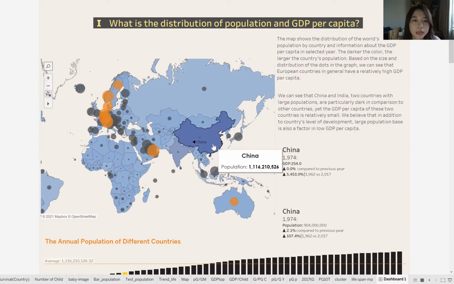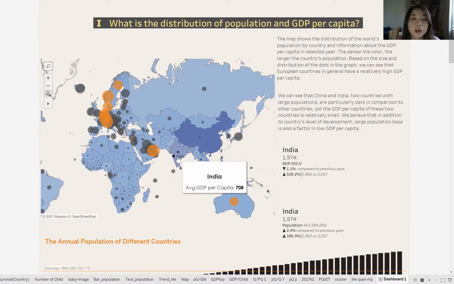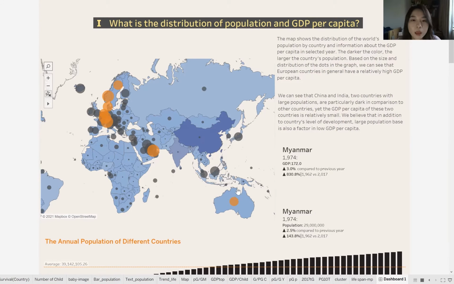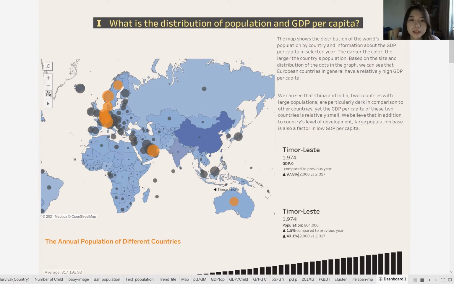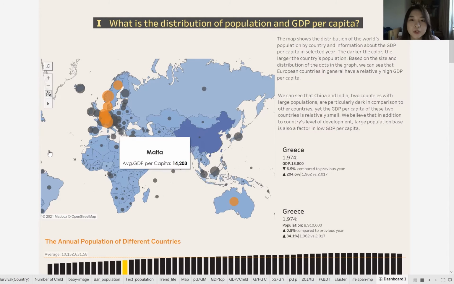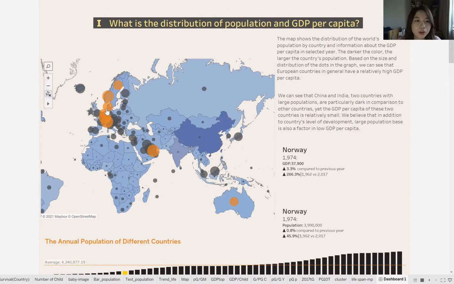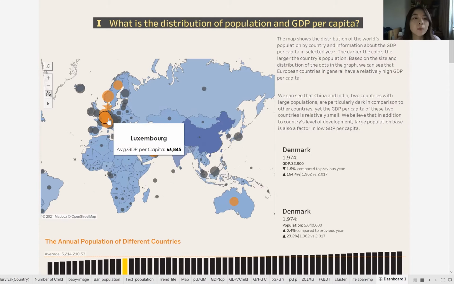Here we can see China and India have the largest population in the world in 1974. Based on the size and distribution of the dots in the graph, we can see that European countries in general have a relatively high GDP per capita. These orange dots represent the top 10 countries with the highest GDP per capita.